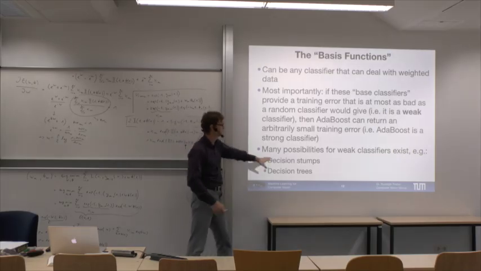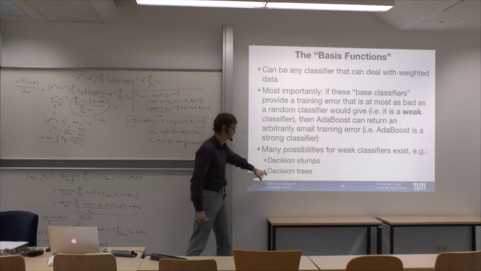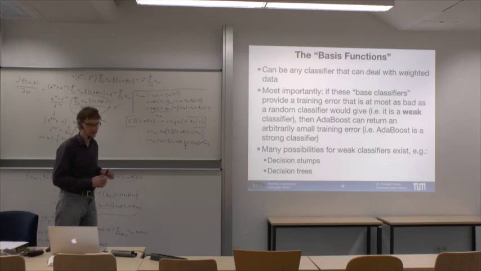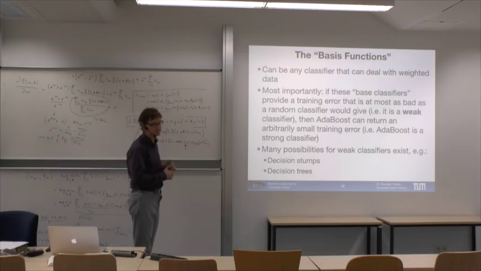Some possibilities for weak classifiers are decision stumps and decision trees. We will have this in the next hour. I'll say more about that. Okay?